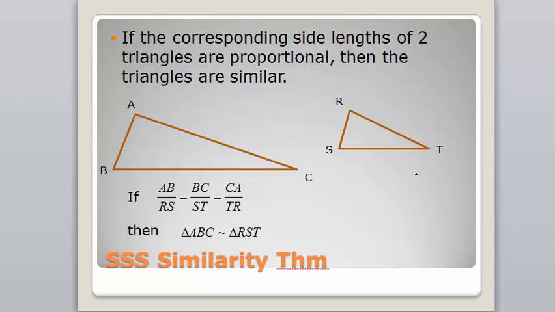So in this case, if I know that AB to RS, that ratio is the same as BC to ST, which is also equal to CA to TR, then we can say all corresponding sides are proportional. Therefore, we can conclude triangle ABC is similar to triangle RST, and we would say by SSS, and instead of writing similarity, I put the little similar sign afterwards.